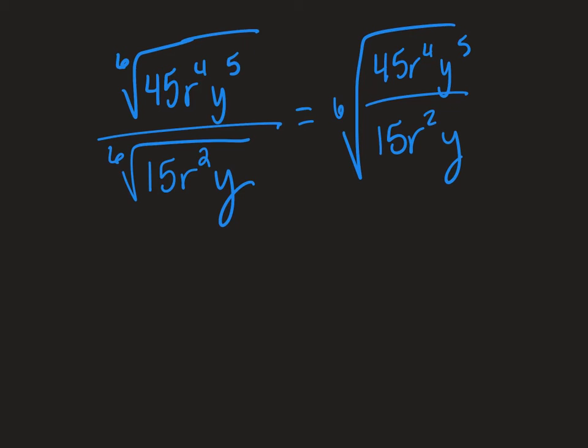Would you also subtract the... Yeah, and you would still subtract the exponents. So 45 divided by 15 is 3. And then you would have r squared y to the 4.